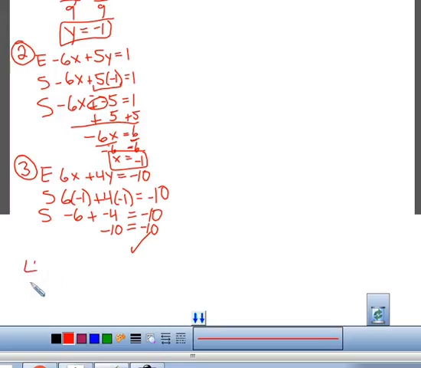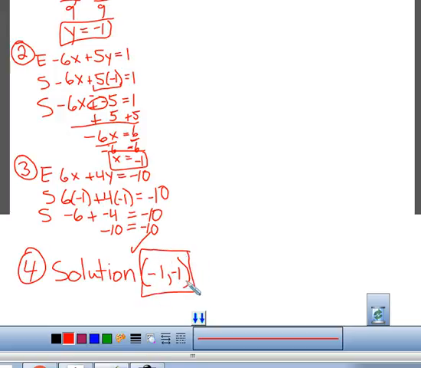So the last step, step 4, state your solution. I want you to get in the habit of writing this down. The solution is negative 1, negative 1. If you want to write solution and then draw an arrow and then write it, that's fine. The important part here is to make sure you state your answer as a point.